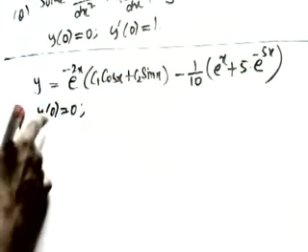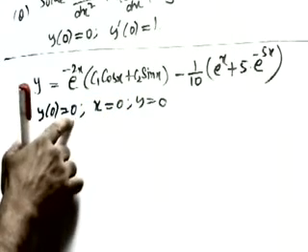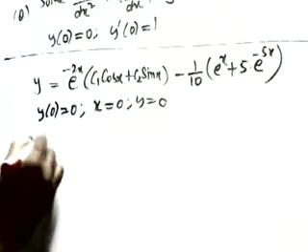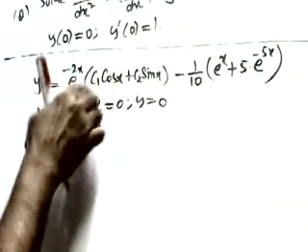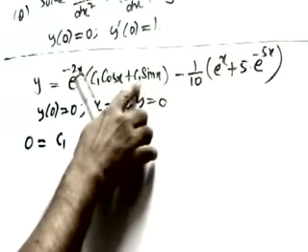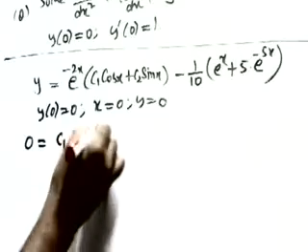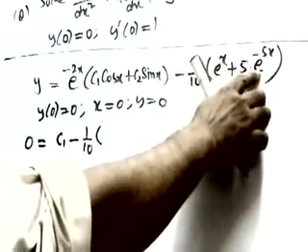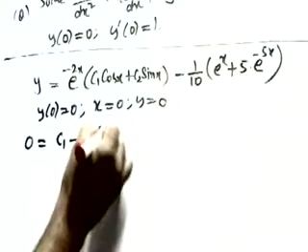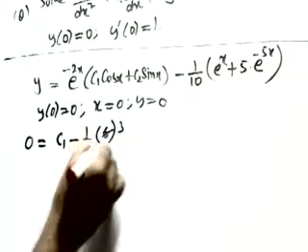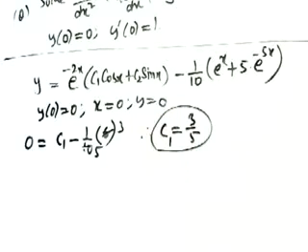What is the first condition here? y of 0 equals to 0. That means x equals to 0, y equals to 0. This is x value, this is y value. You must substitute here y equals to 0. e power 0 is 1. Cos 0 is 1. 1 into c1, c1. Sin 0 is 0. So this will become 0 into c2. Minus 1 by 10 into e power 0, 1. e power minus 5 into 0, 0. e power 0, 1. So this is 5 ones are 5. 5 plus 1, 6. 2 3s are 6, 2 5s are 10. Bring this other side, c1 equals to 3 by 5.